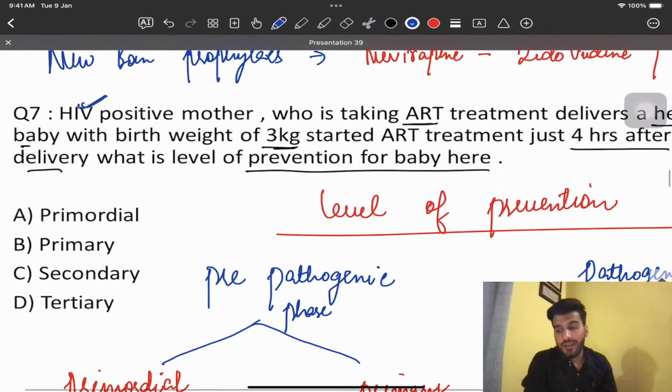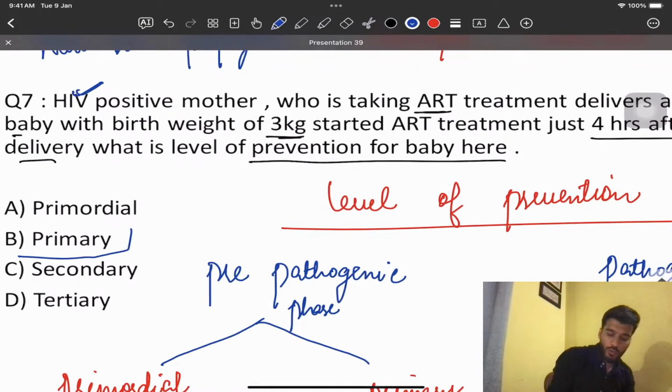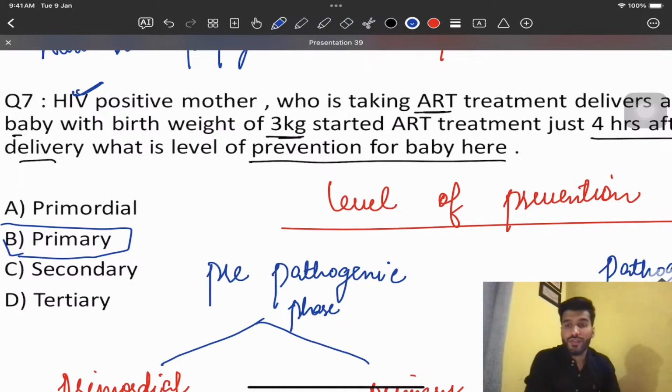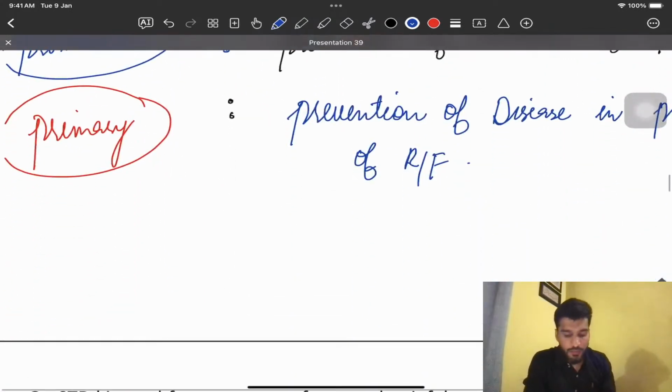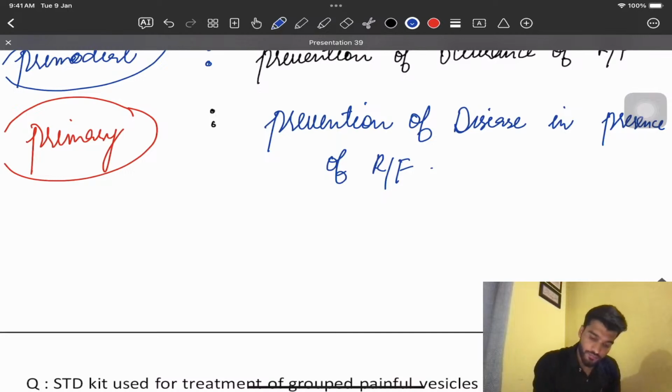Now guys, the mother is AIDS positive, the risk factor is present, but you are preventing HIV from transmitting to the baby. Such type of prevention will go with primary prevention. Okay, now what is secondary prevention? Primordial and primary were pre-pathogenic. Now let's discuss secondary.